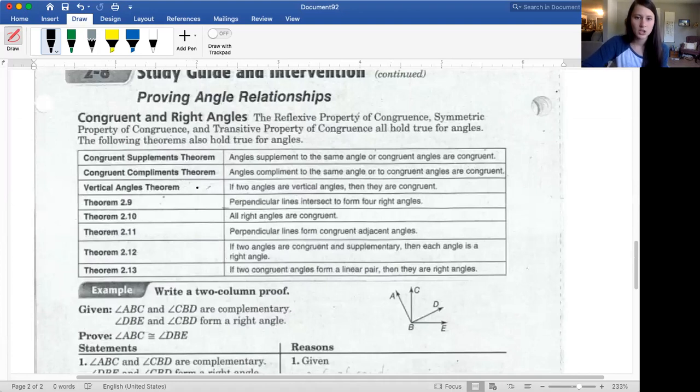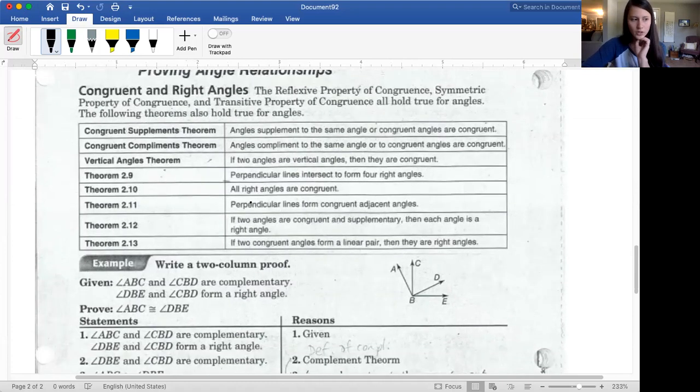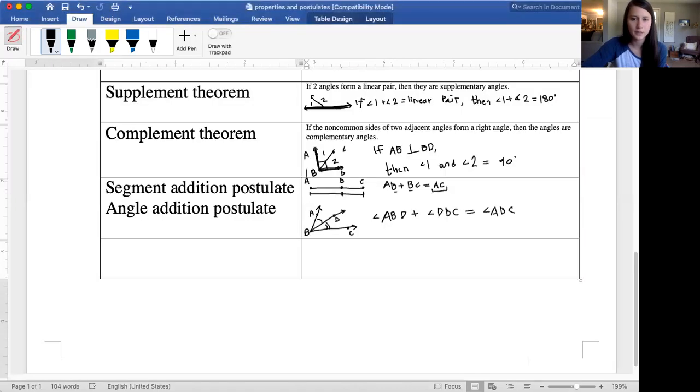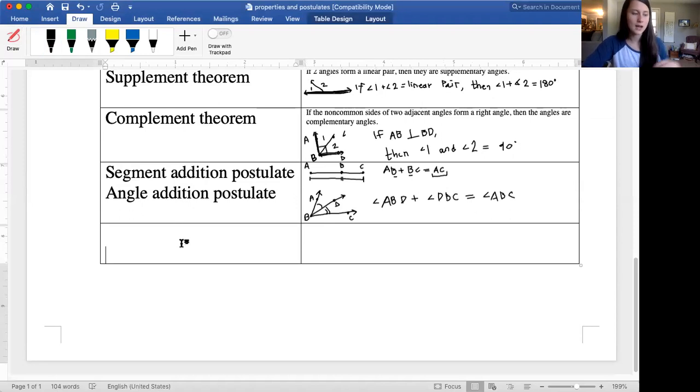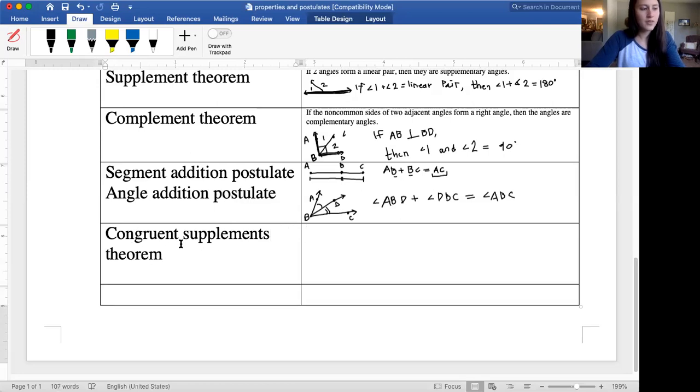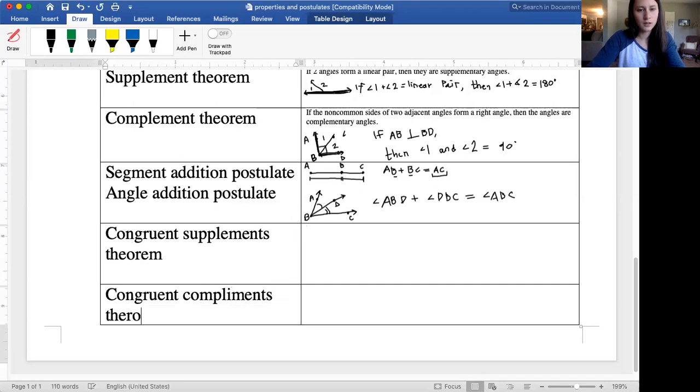Let's take a look at this next page. So we've got a few more theorems to add to our chart, and then some other characteristics that we see about angles. So let's flip to the back probably of your properties and definitions page, and we're going to add on to that. So the first one that we're going to look at is the congruent supplements theorem. And then the next one we're going to look at is called the congruent complements theorem.